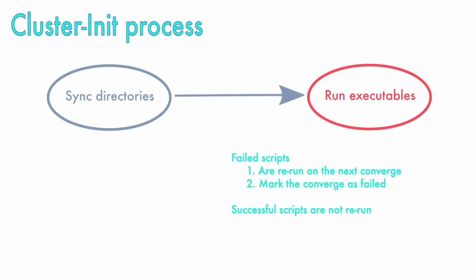If a script fails, it will be rerun during the next maintenance converge process. Scripts that complete successfully will not be rerun. New scripts that are put in the locker after the first converge will be run, but modified scripts will not be rerun. By default, a failed cluster-init script will mark the converge process as failed, and the node will not enter the ready state. If you have scripts that can fail but still allow the node to be considered ready, this behavior can be disabled.